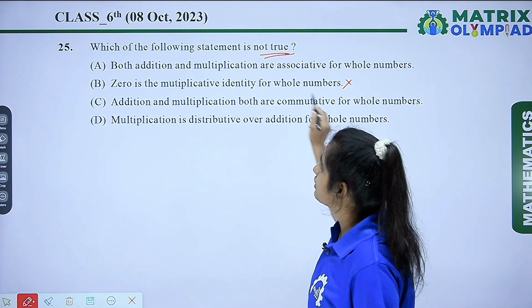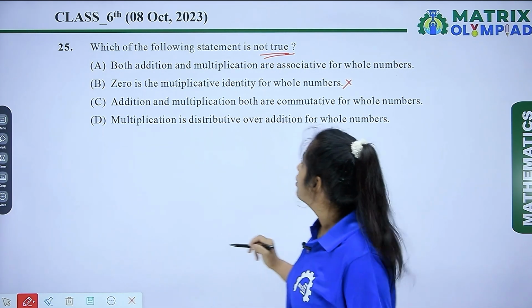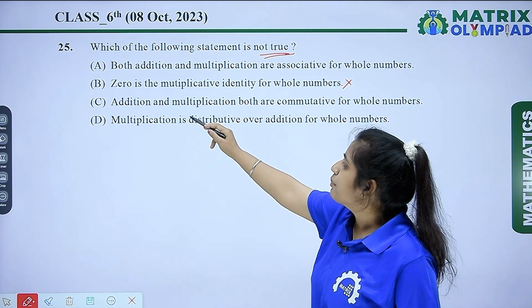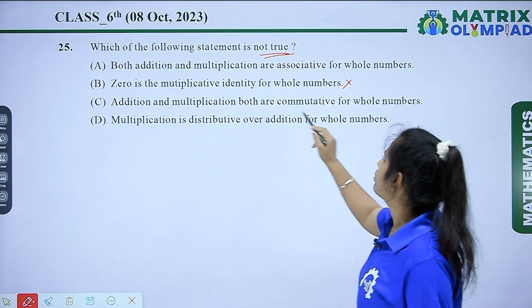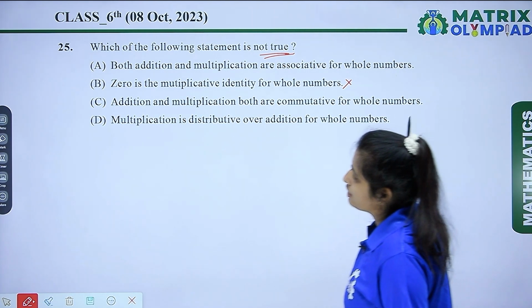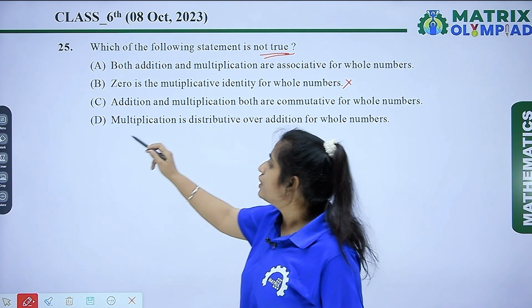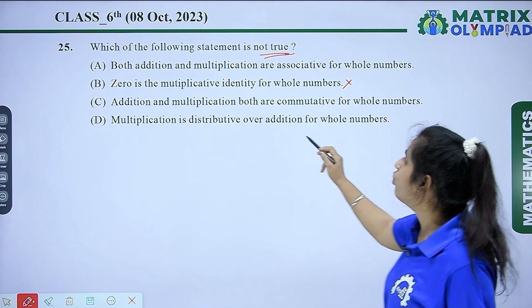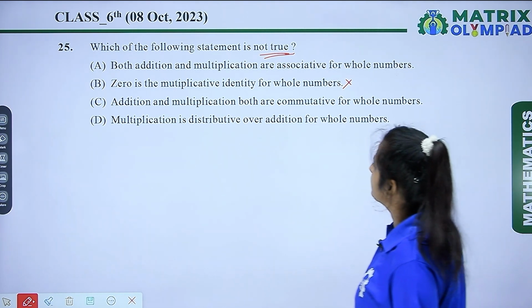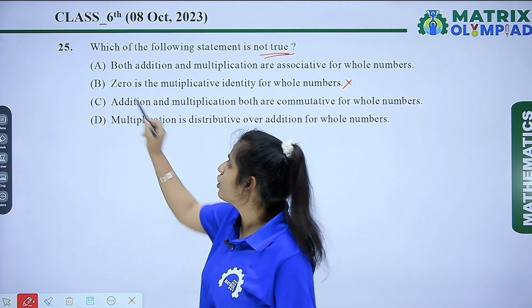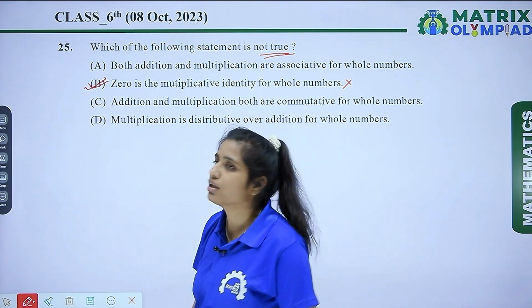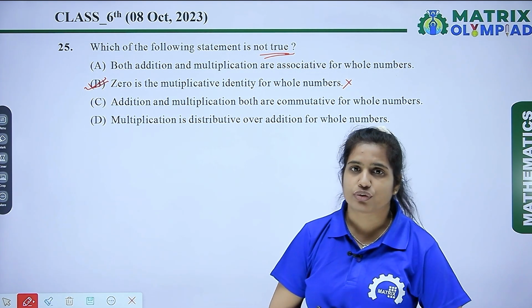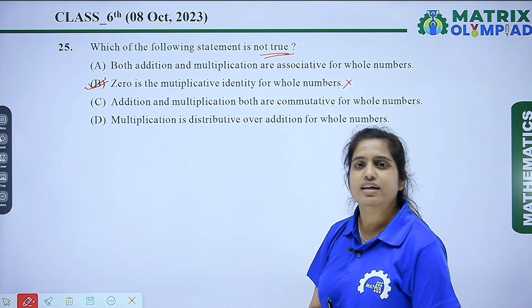So we can say that this statement is not true. Next statement is addition and multiplication both are commutative for whole numbers. Yeah, this statement is also true. Now the last statement is multiplication is distributive over addition for whole numbers. Yes, this statement is also true. So according to the question, only option B is not true. So here option B is the correct answer.